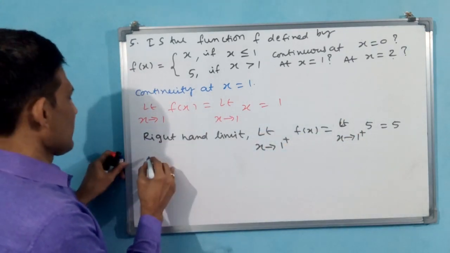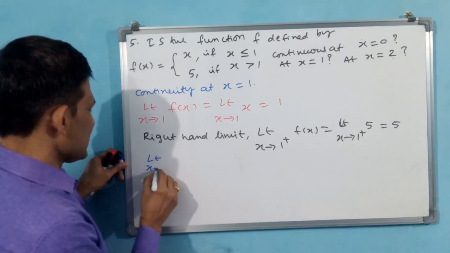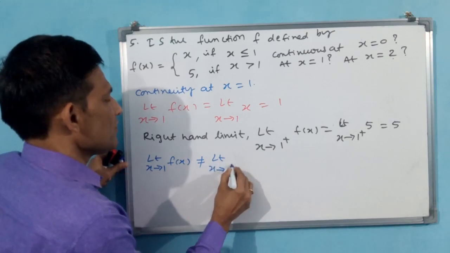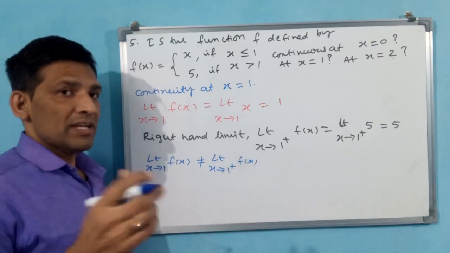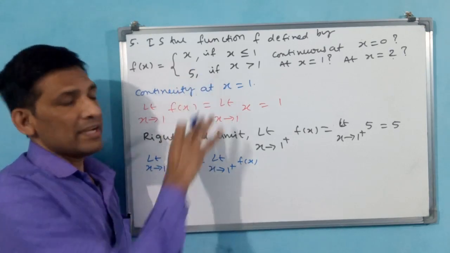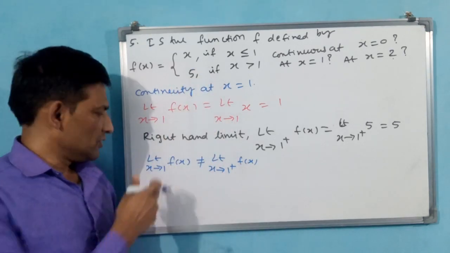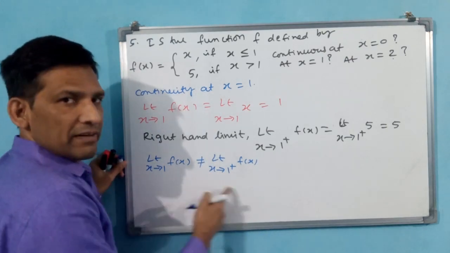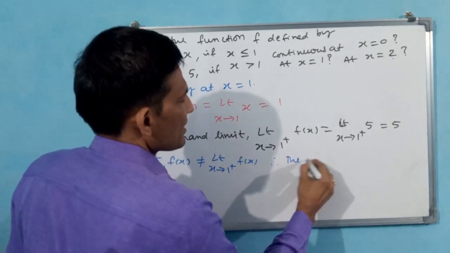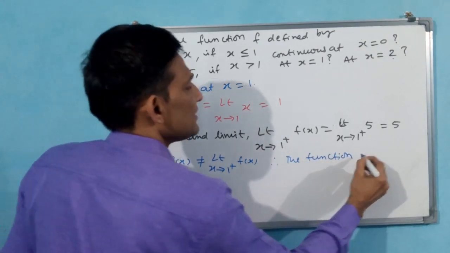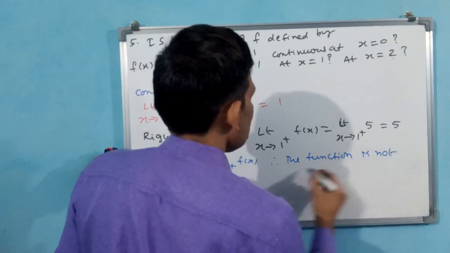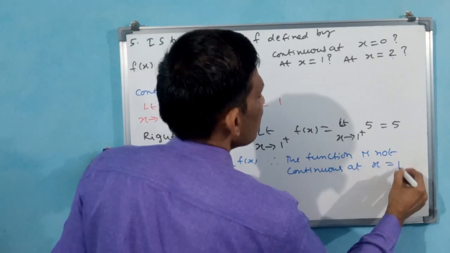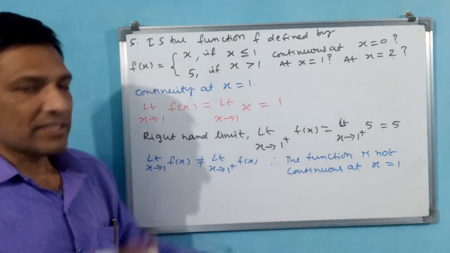Okay, write down. Limit x tends to 1 minus f of x is not equal to limit x tends to 1 plus f of x. You see, I'm telling you grassroots-level process, system, procedure. If you take it this way, then the concepts will be very clear. Okay, not equal. Therefore, the function is not continuous. Not continuous at x equal to 1.